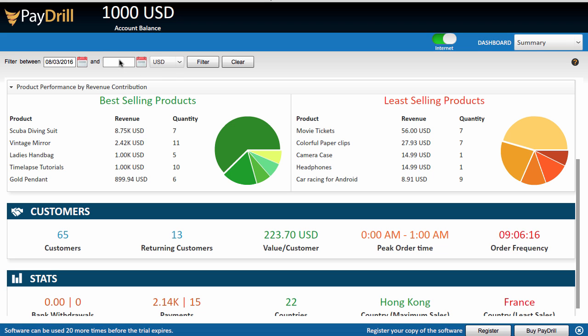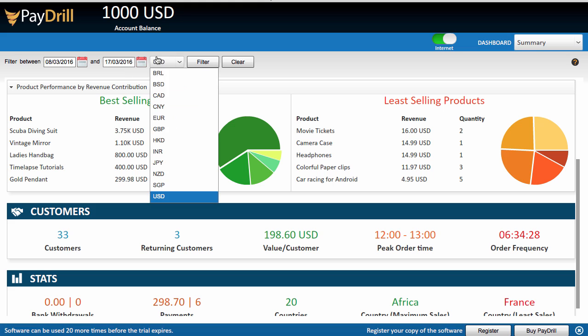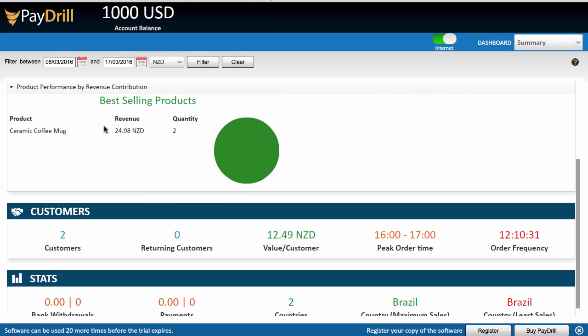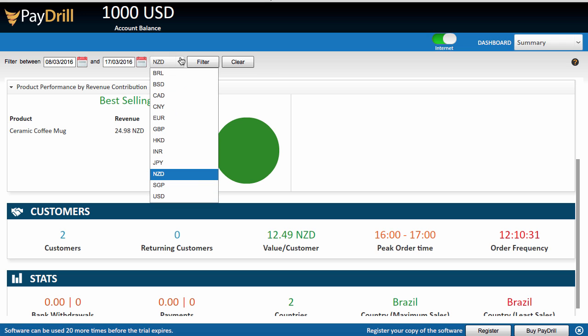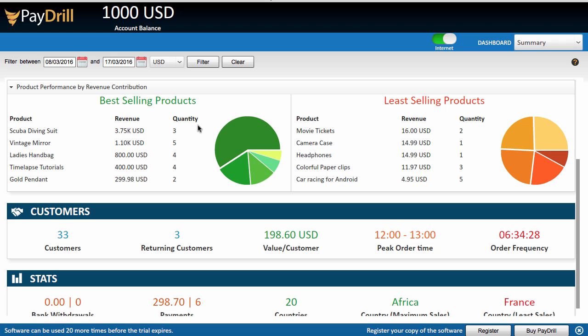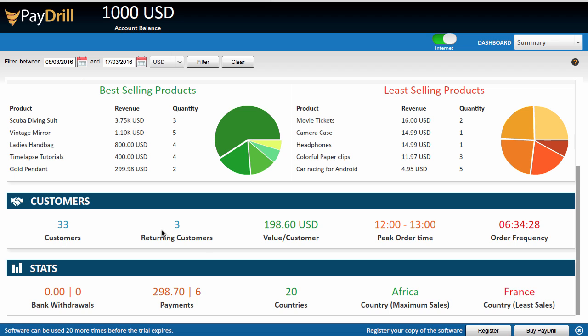So when you go into PayDrill, you can basically choose a date. First of all, you can start filtering, and it's got a breakdown of different types of money. So I can actually search for New Zealand dollars, which is really handy for me, because if you wanted to have a look at what currencies are coming in, you can actually find that through the system. You can find through here different data metrics for different days. You can find out how many customers you've got, how many returning customers, the value per customer, the peak order time, order frequency, bank withdrawals.